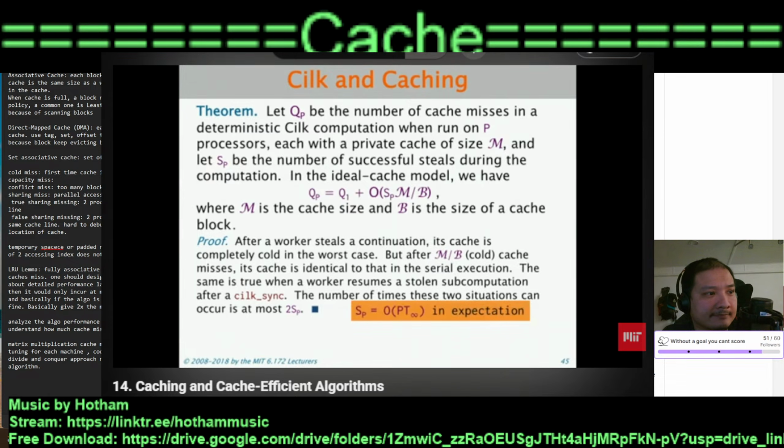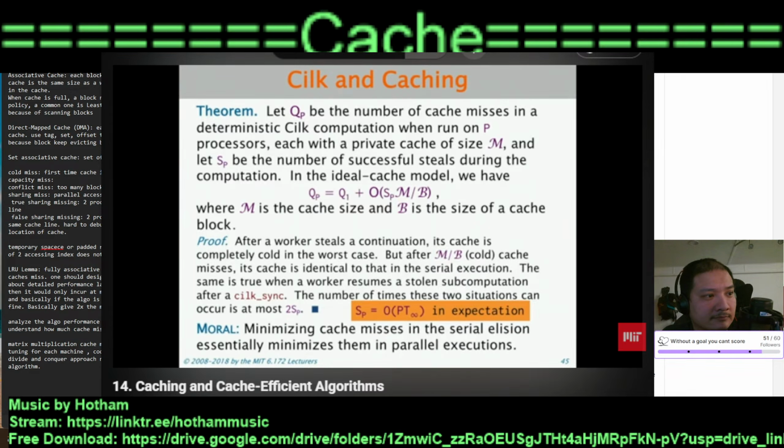We also know that the number of steals in a Cilk program is upper bounded by p times T infinity in expectation, where p is the number of processors and T infinity is the span of your computation. So if you can minimize the span of your computation, then this also gives you good cache bounds. The moral of the story here is that minimizing the number of cache misses in the serial elision essentially minimizes them in the parallel execution for a low span algorithm.